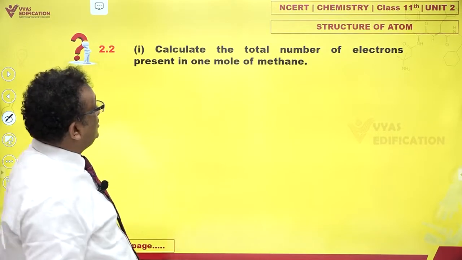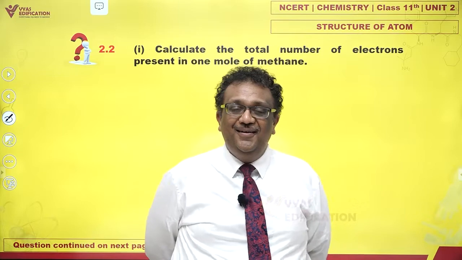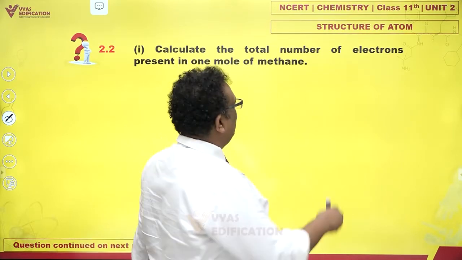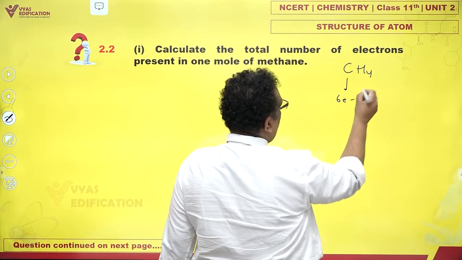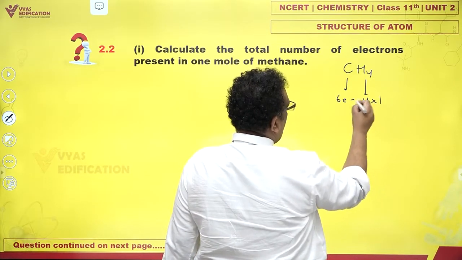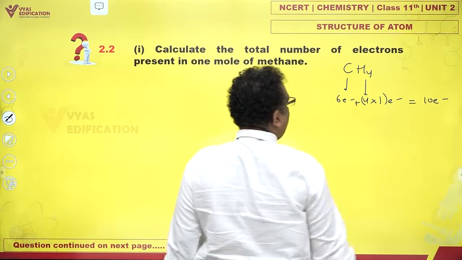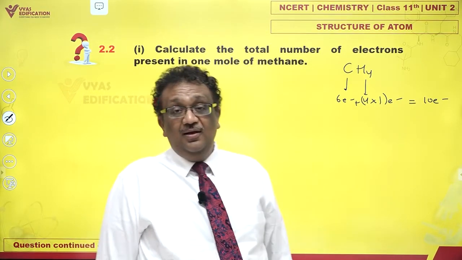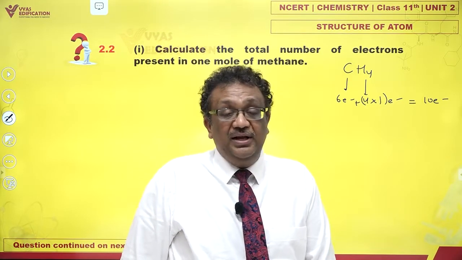Calculate the total number of electrons present in 1 mole of methane. What is methane? Methane is CH4. Carbon contains 6 electrons and hydrogen contains 1 each. So I have 10 electrons. Every molecule of methane contains 10 electrons.